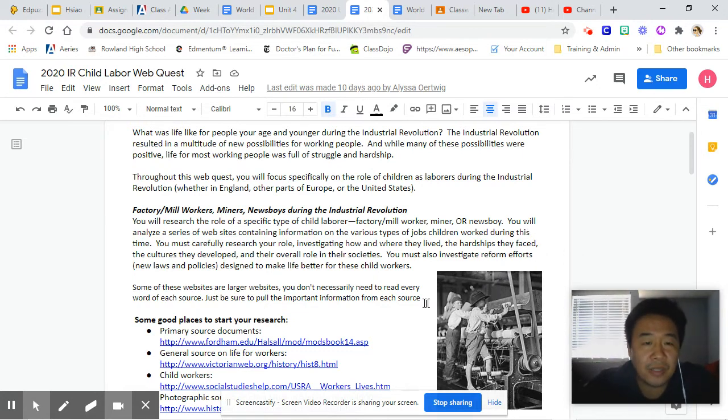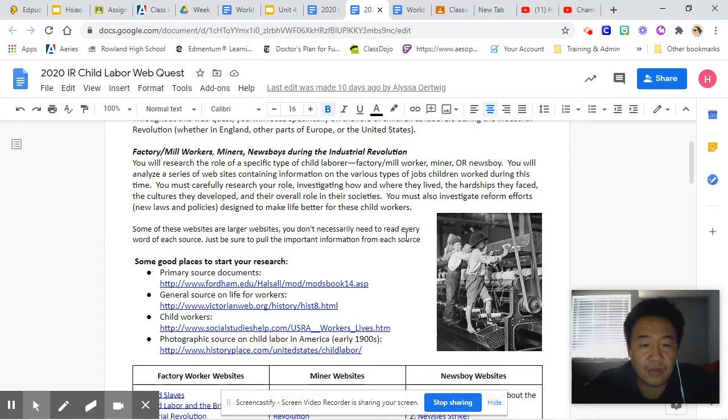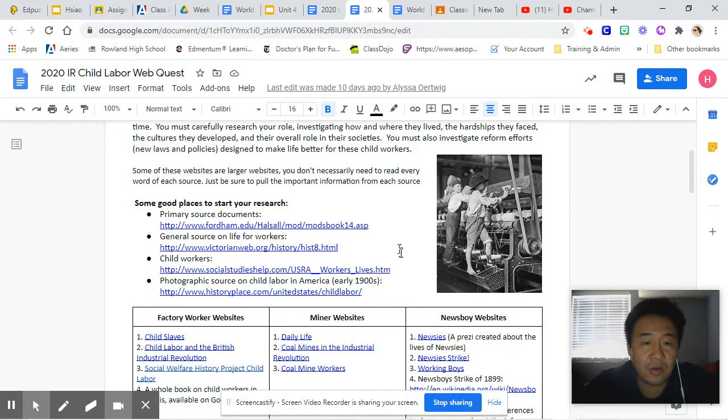So you're going to be looking at, again, a factory working child, a kid that worked at a mill or as a mine worker, or a miner, or a newsboy. There's different resources for each of those. If you want to just start on a general idea of what child workers did, you could actually look at these. This is just a good place to start.